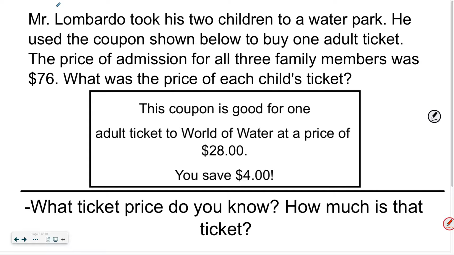Okay, so this is going to be an equation. He's going to use this coupon. He's going to go, what ticket price do we know? We know the adult ticket. And how much is the adult ticket? 28. The adult ticket is 28. Good. I'm going to write this over here.